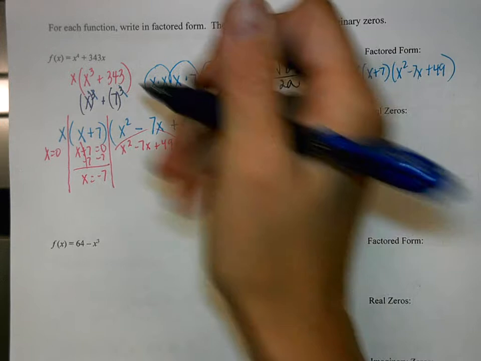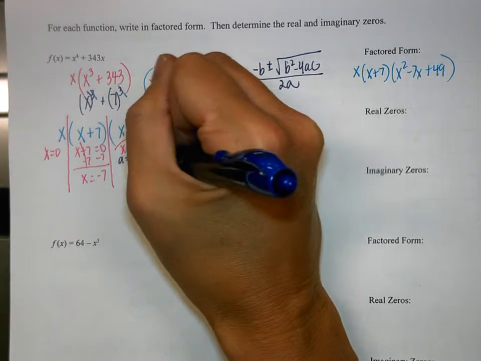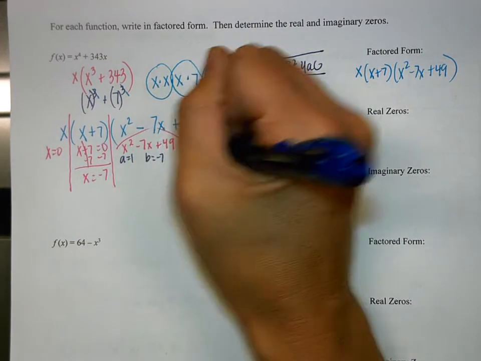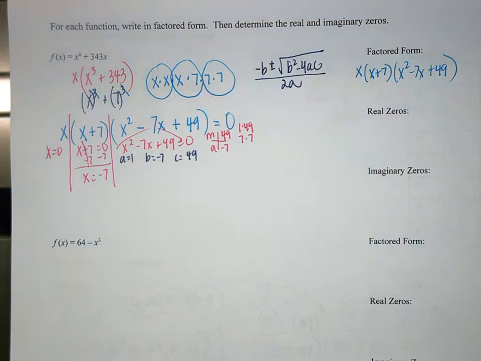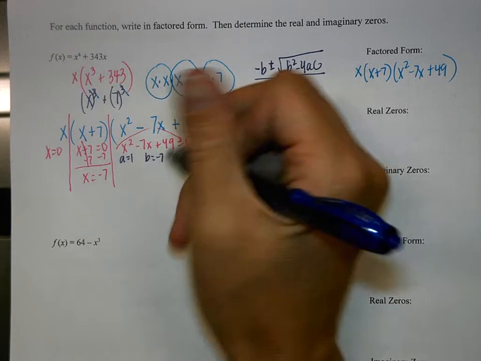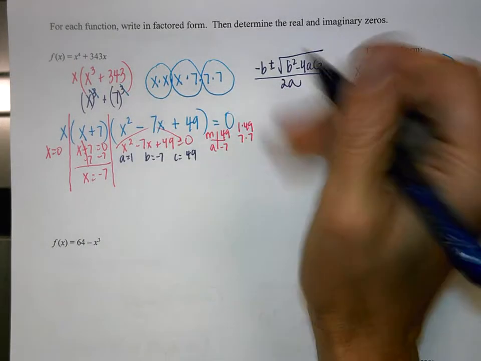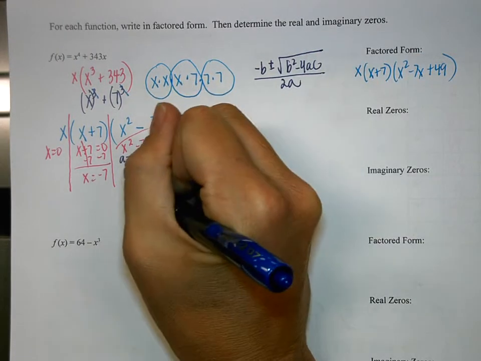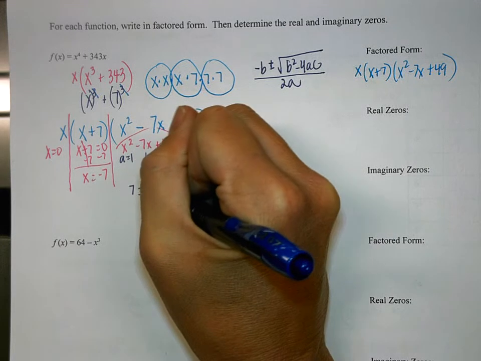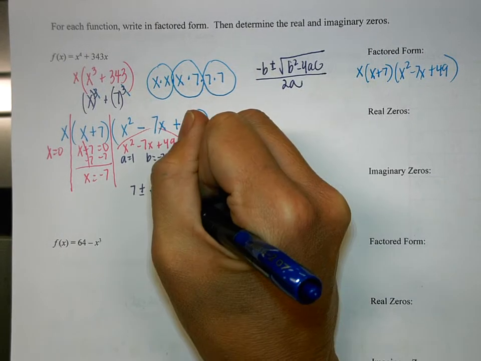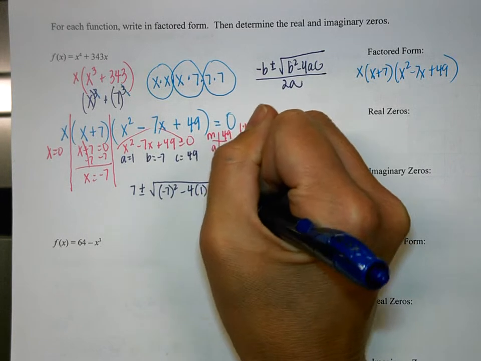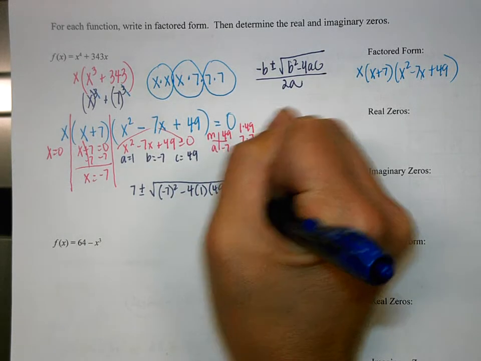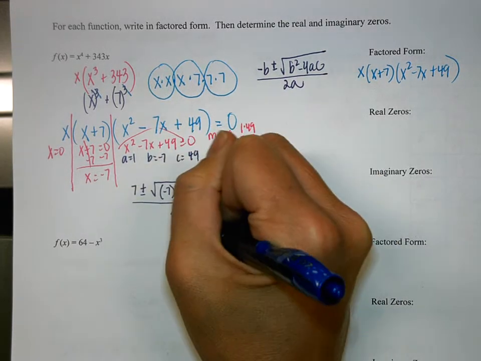So on this one, a is 1, b is negative 7, and c is 49. When we plug that information into our equation for the quadratic formula, we get negative b, which would be the opposite of b, so in this case 7, plus or minus the square root of b squared, so negative 7 squared, minus 4 times a, which is 1, times c, which is 49, all over 2 times a, which is 1.